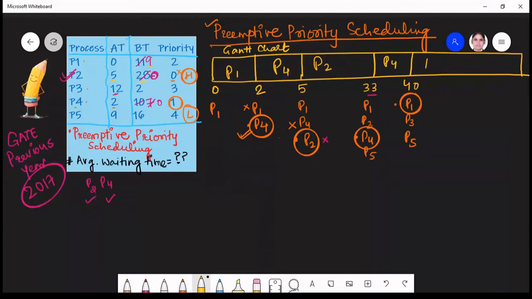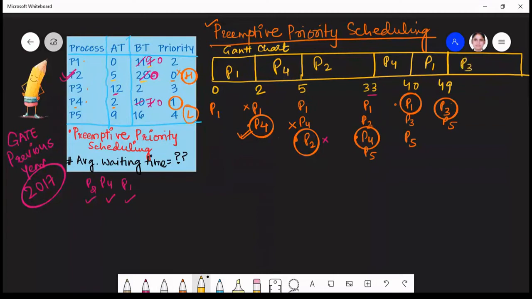So 40 plus 9 is 49. So it is going to run until 49, for 9 milliseconds. And then, who has completed after this time? P1 has also completed its execution. Now, who is left? Only P3 and P5 are left. And out of P3 and P5, P3 has the highest priority as compared to P5. So now P3 is going to take the CPU.